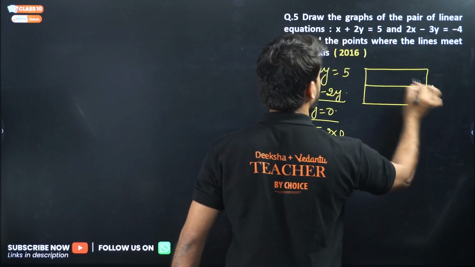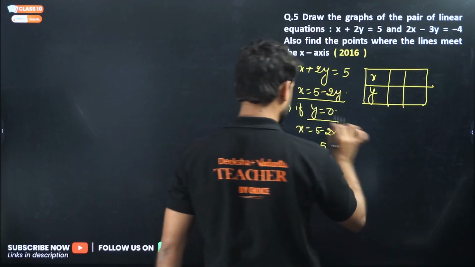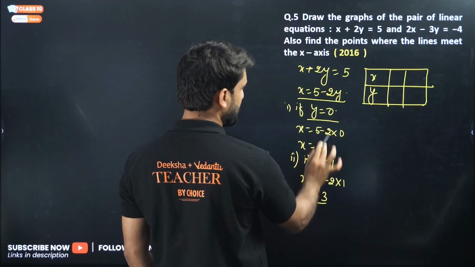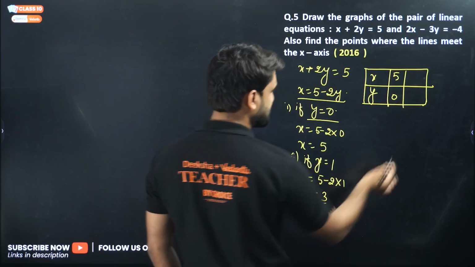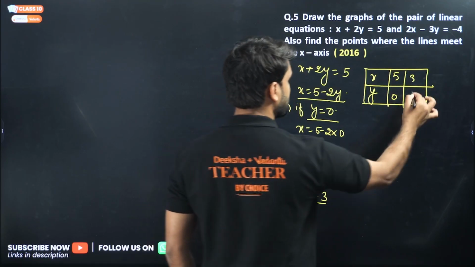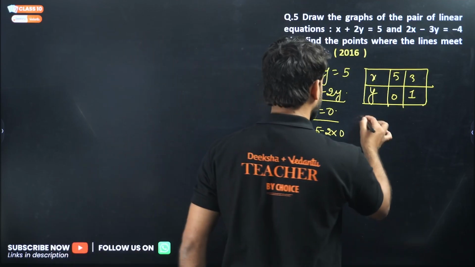Solution will be, I'm making box x and y. So what will be x here? When we are putting y as 0, we are getting x as 5. When we are putting y as 1 here, we are getting x as 3. If you require one more solution, you can find one more solution as well.